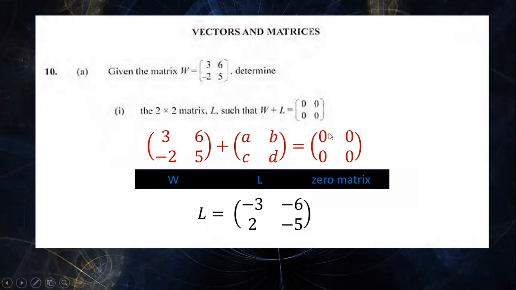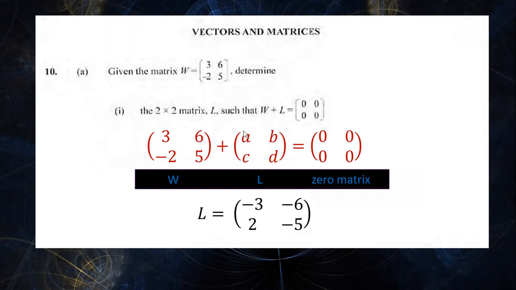3 plus negative 3 will give me 0. Clearly, 6 plus negative 6 will give me 0. Negative 2 plus 2 will give me 0. And 5 plus negative 5 will give me 0. In other words, this matrix is what I inputted. This is going to be matrix L. It has to be the additive, that's the word, right? The additive inverse of this matrix here.